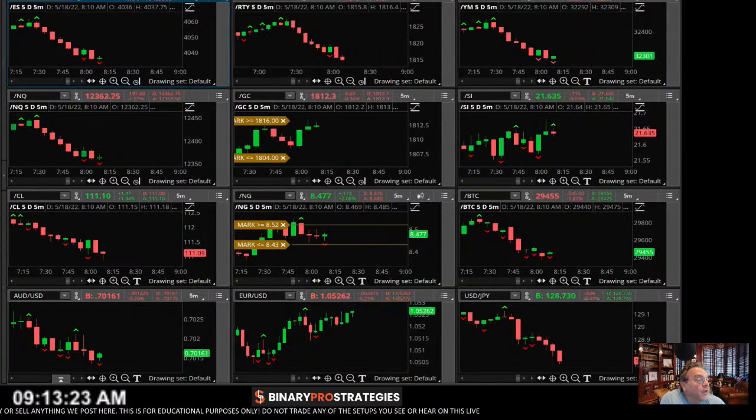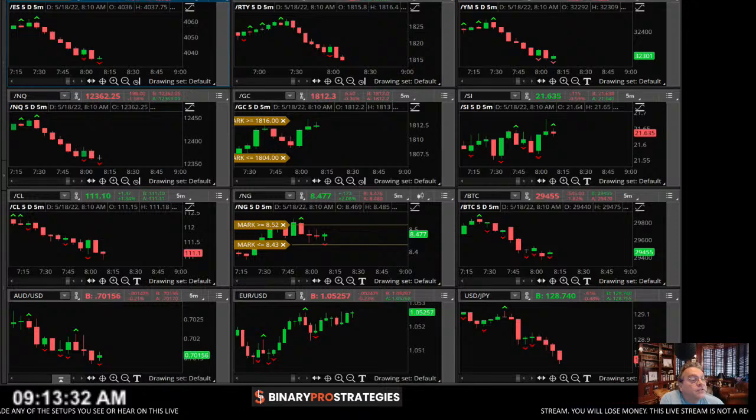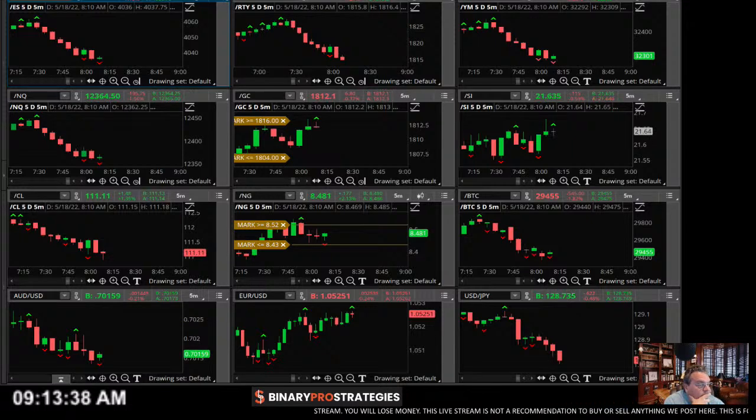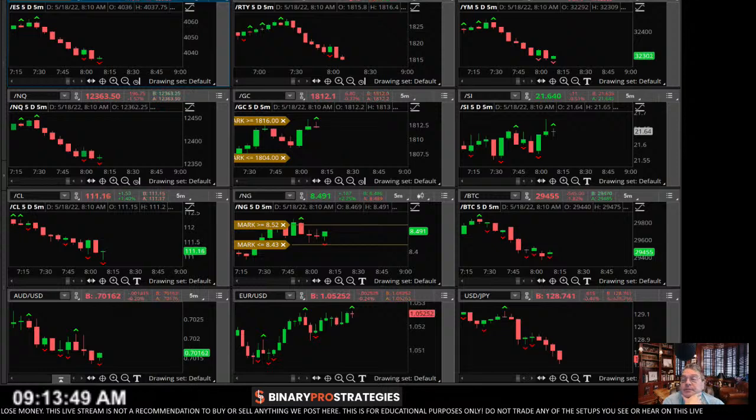So right now, the only thing we have on is we're still short gold, still short natural gas, waiting to hit target and or reverse. Not getting anything on the indices right now. Silver's pretty quiet right now. Crude already exited. Possible core pattern setting up on the Aussie US. Possible short. We'll be watching for that.